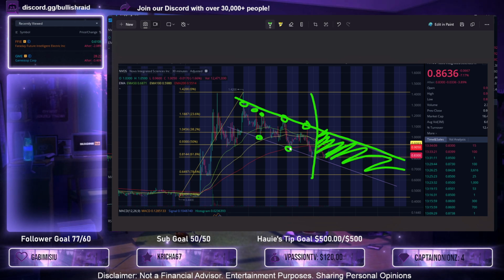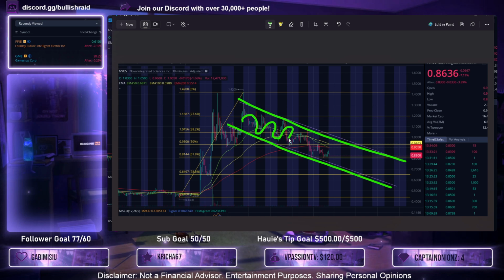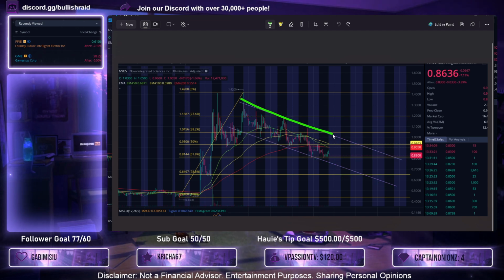1, 2, 3. Okay, 3 touch points is usually the minimum. There's about like 4 here, okay? So we create another line here for the bottom. And then we can see that there is a downtrend pattern here. Within a downtrend pattern, you can expect to see a move like this for price. Price action is going to just move back and forth, bouncing between these two until something like this occurs, okay?